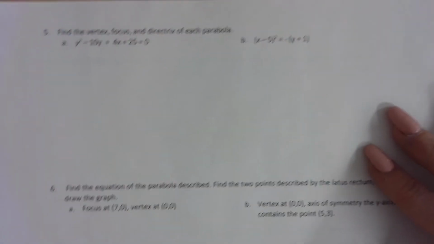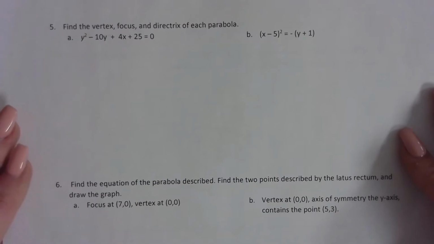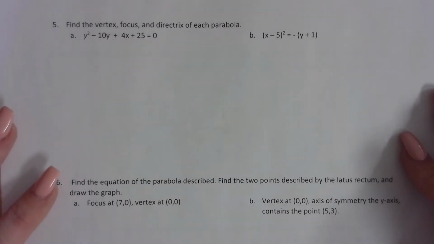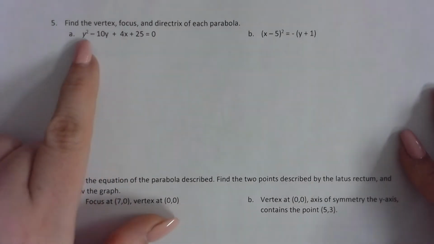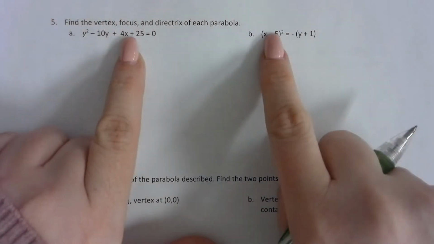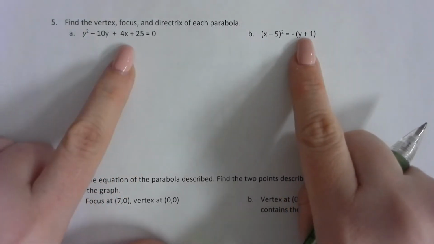All right, so now that we've learned how to graph the parabola, we're now going to look at finding the vertex, focus, and directrix of a parabola, as well as me giving you the information and you writing the equation of the parabola. So in the first example here, it says find the vertex, focus, and directrix of each parabola. Well, if I look here, this looks nothing like the form that we are given. So we have to complete the square.